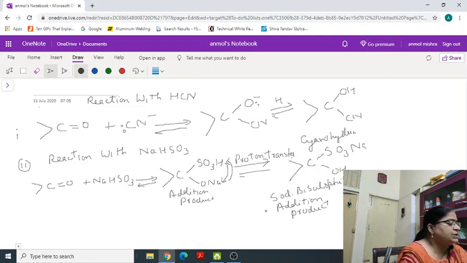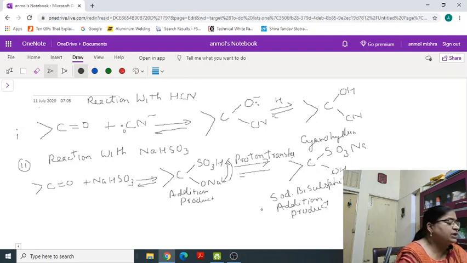Now in this equation, the position of equilibrium largely lies towards the right hand side for most of the aldehydes and left for most of the ketones due to steric reason.